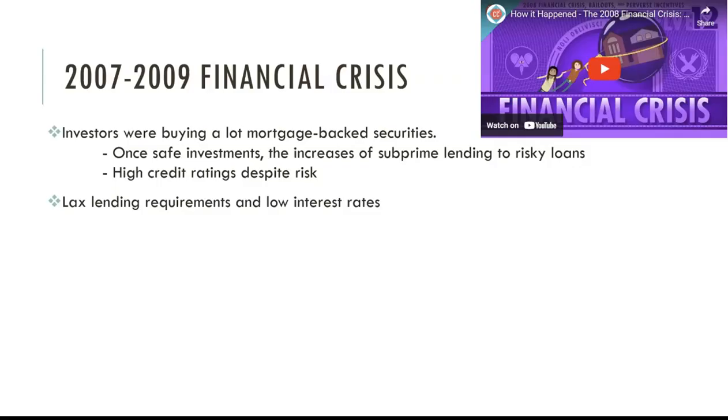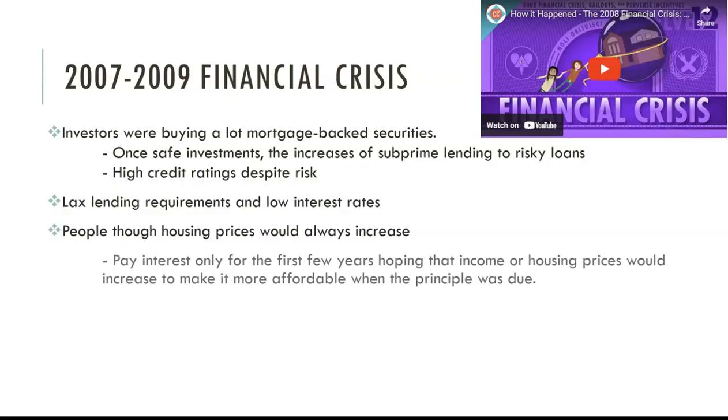Some of the lax lending requirements and low interest rates led to this housing bubble. People were borrowing more and more money, pushing housing prices up. People actually thought that housing prices would always continue to increase. Some of the loans were interest-only loans, where you just pay interest for the first few years, hoping that in the future your income would go up, or that housing prices would rise enough that you could sell your house, make a profit, and you wouldn't have to pay that high mortgage value.